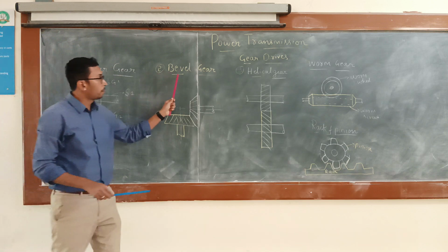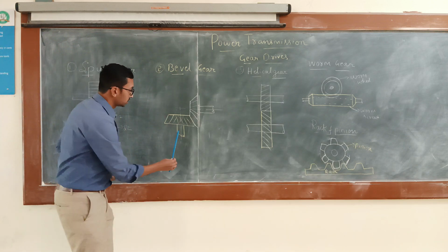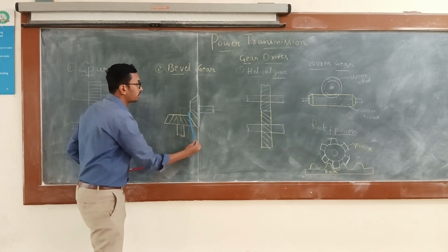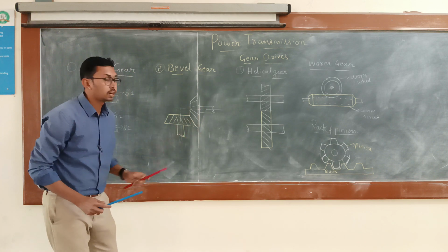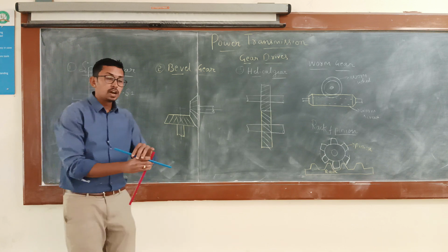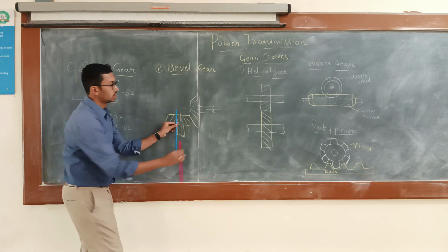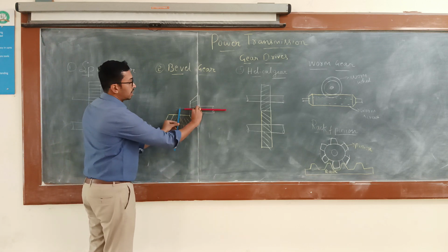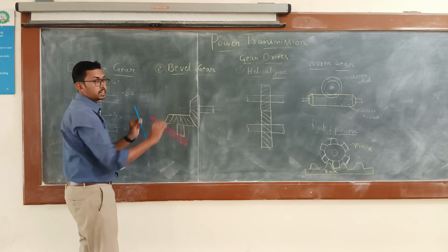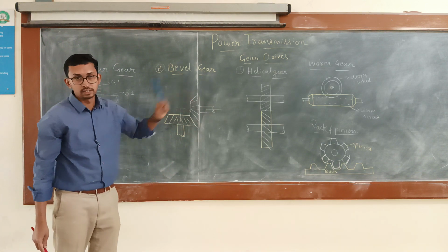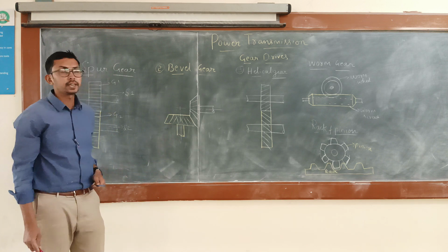The next one is the bevel gear. Here I need to transfer power from one shaft to another shaft. What is the alignment of the shafts? The shafts are at 90 degrees to each other, and they are of the intersecting type. Then we use bevel gears. That is its application.